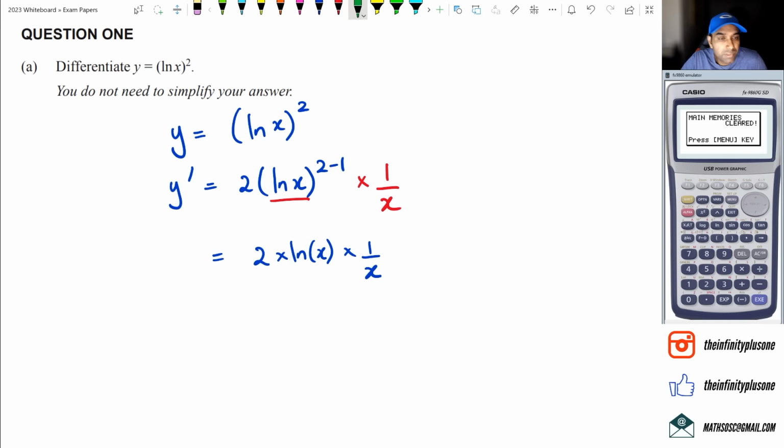Straightforward chain rule question here. Worth achieved. And we move on to the next question.